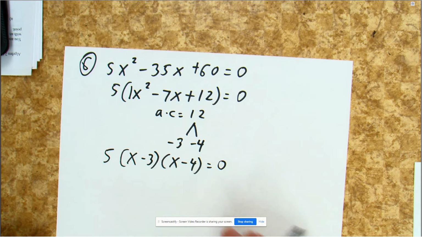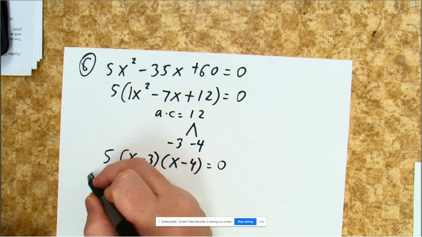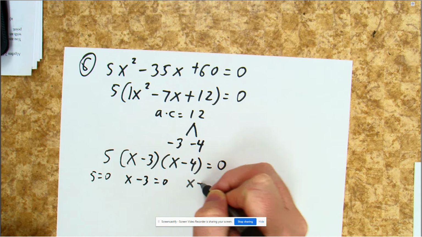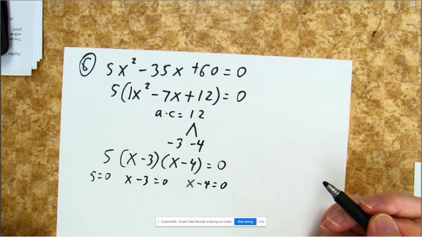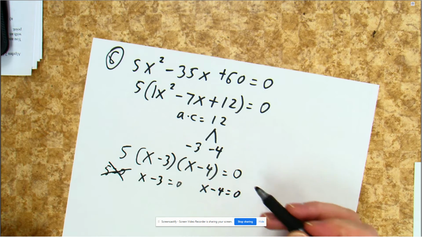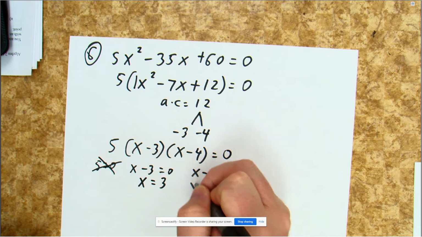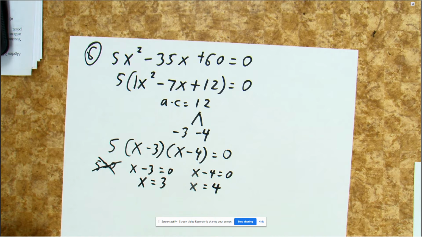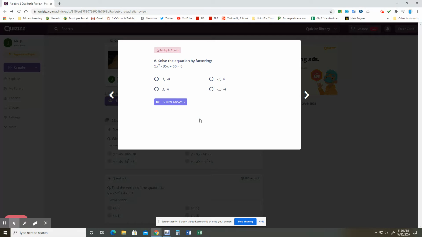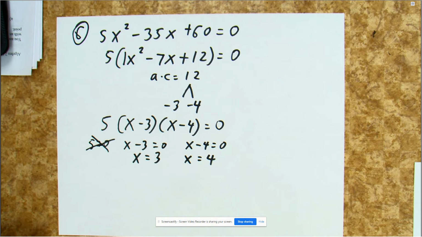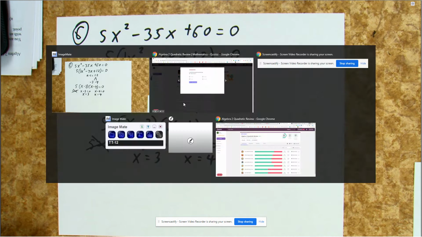Now I still have to solve. This is where you would set each of your factors. You have 3 factors. You would set each of them equal to 0. 5 equals 0 makes no sense, so I'm just going to cross it out. But this is where you get an answer of positive 3 and positive 4. Taking a look, you can see, boom, positive 3, positive 4. They did ask to solve by factoring, so I just complied by taking out the greatest common factor. It makes your life a lot easier.